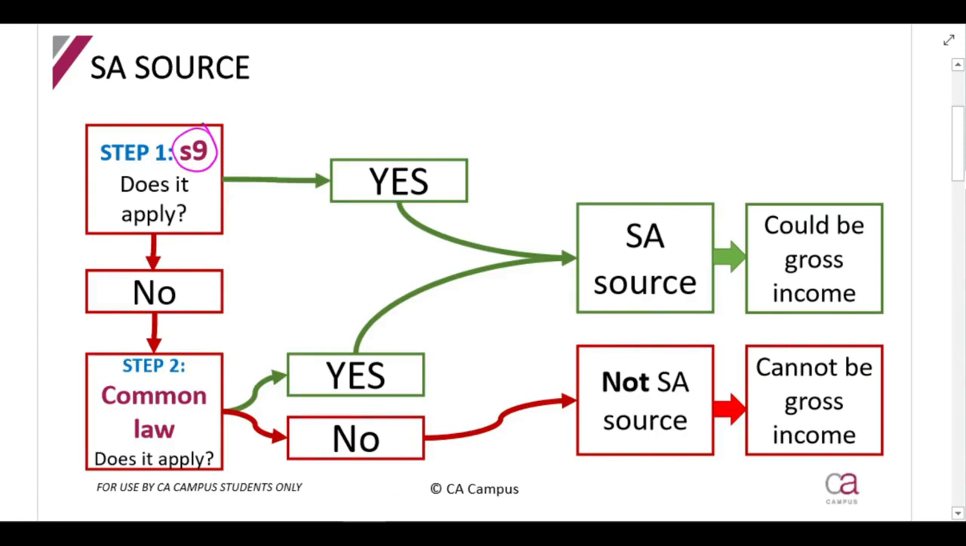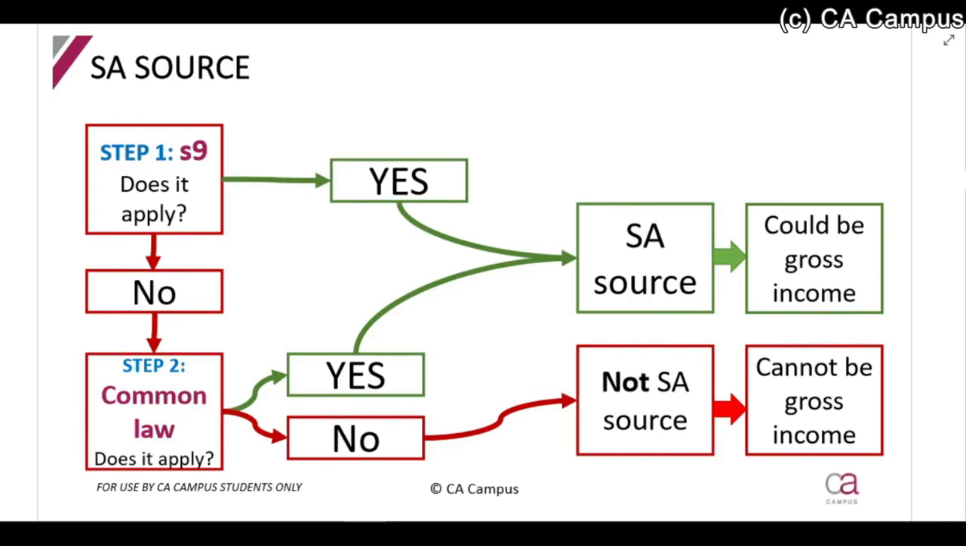So Section 9 is a section in the Income Tax Act itself that gives us a couple of rules where it gives you specific transactions and says if you receive, for example, dividends from a South African company, it is from a South African source. And then if there's no Section 9 rule that discusses it, then we will look at the common law rules. Now the common law is the common law of South Africa, and there are some principles from there.